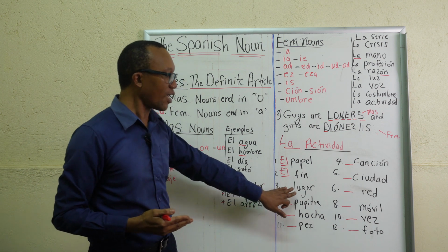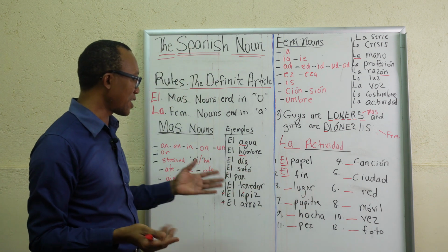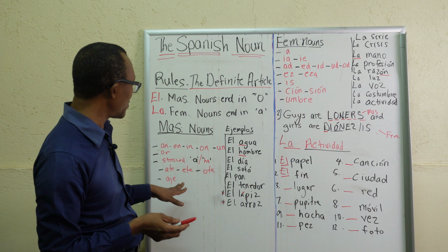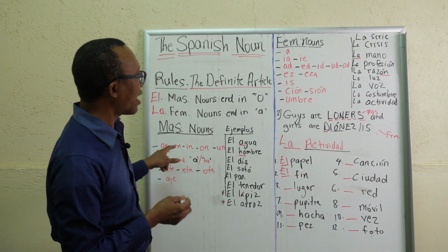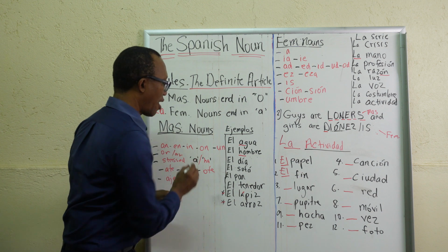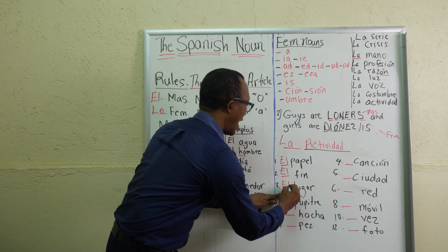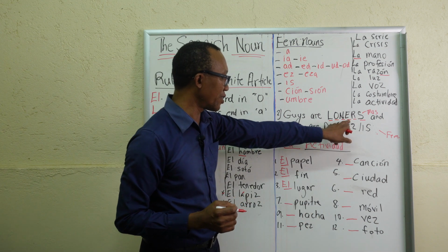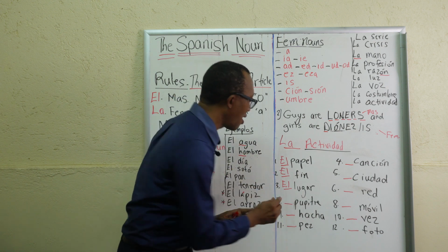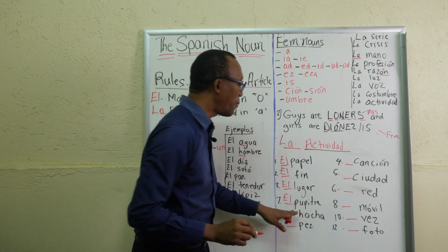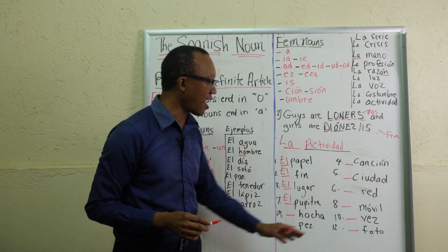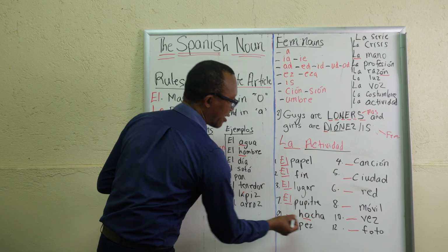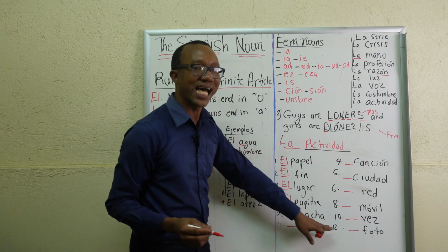So number three, lugar. You might be saying, so what am I going to say now? Am I going to say el lugar or la lugar? Well, there was a rule we can use, OR or AR. So it has to be el lugar. Then we have pupitre. Any rule can help us? We have the E, the loners here. So we're going to say el, not la. So it has to be el pupitre. Then we have hacha. Again, because of the stressed vowel sound, hacha, we say el hacha, which means an axe.